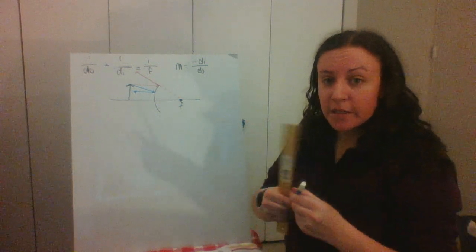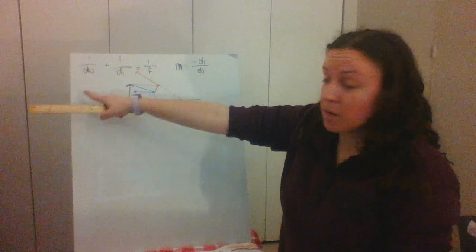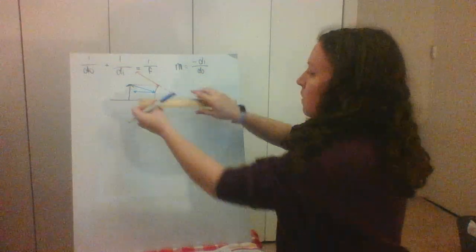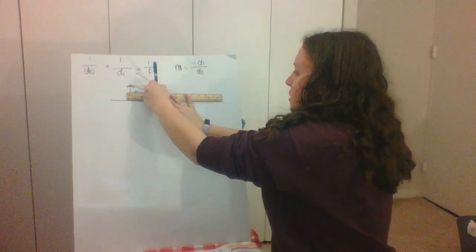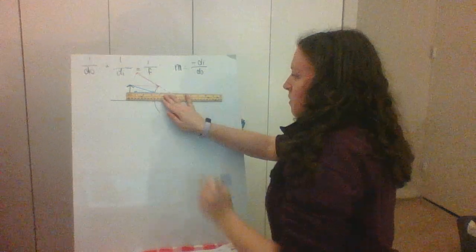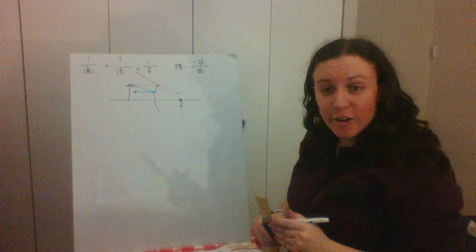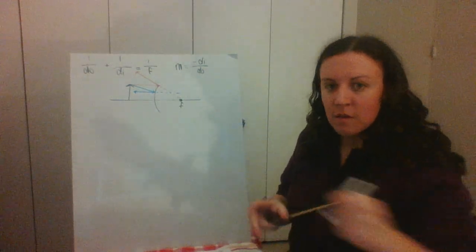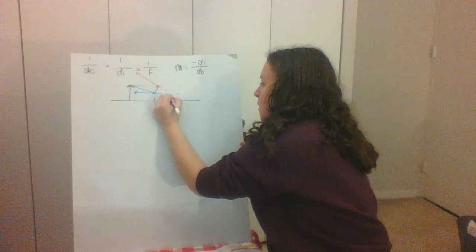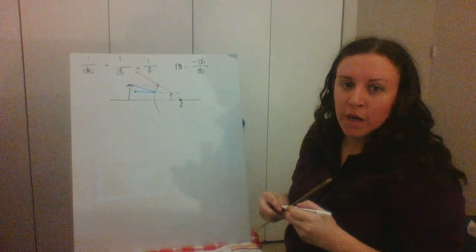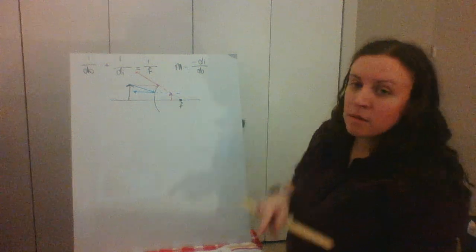Then our blue line, our reflected ray, is the one that's being bounced back. So it's this one. You're going to line up and draw a dashed line here. And now look, they intersect. They intersect right here. So this right here is my image.